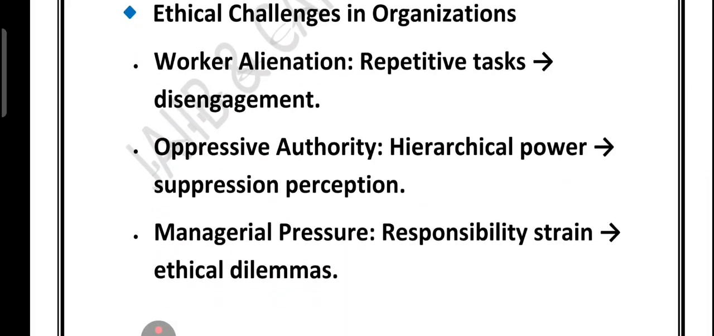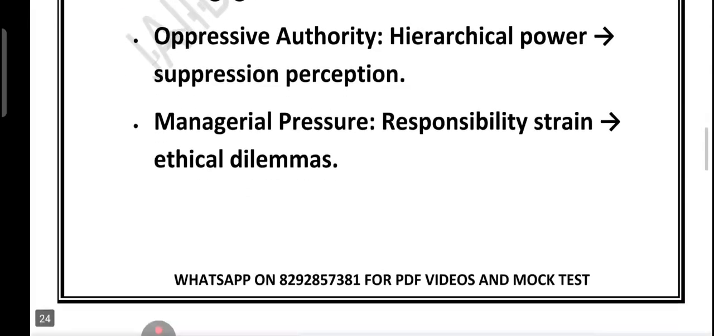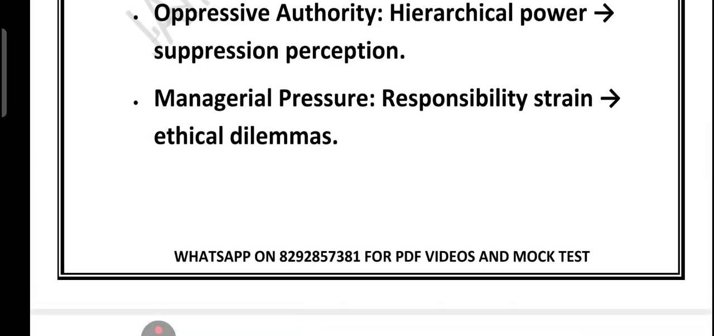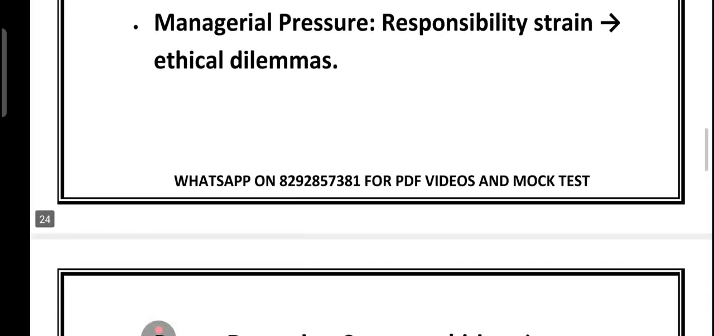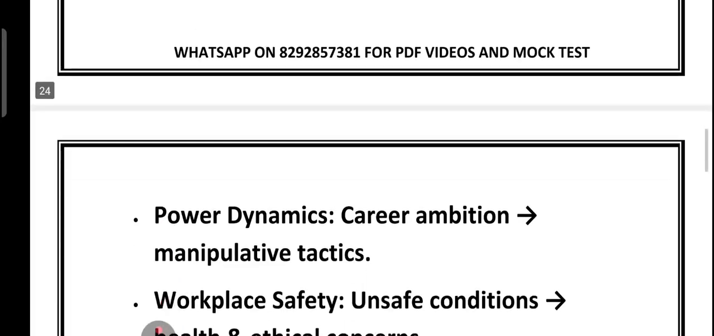Let's discuss some ethical challenges in the organization. The first one is worker alienation. Repetitive or monotonous tasks can lead to employee disengagement and loss of motivation. Then we have oppressive authority. Excessive hierarchical power may create a perception of suppression among the staff. Managerial pressure: high responsibility or tight deadlines can lead managers into ethical dilemmas, forcing difficult decisions.